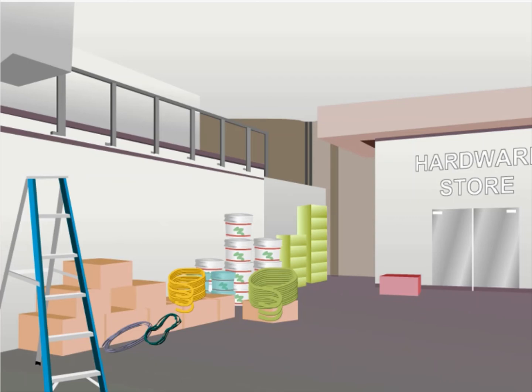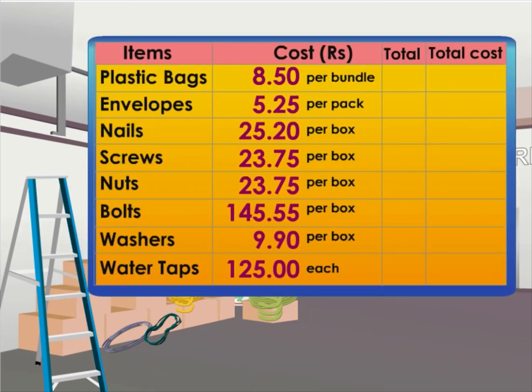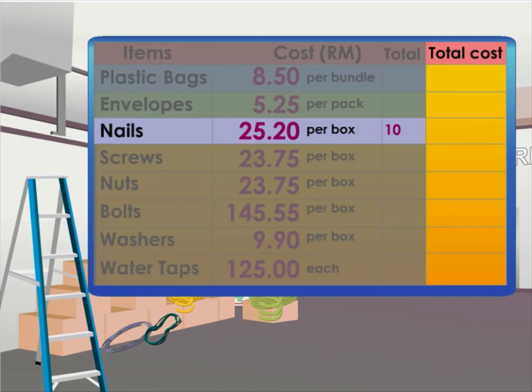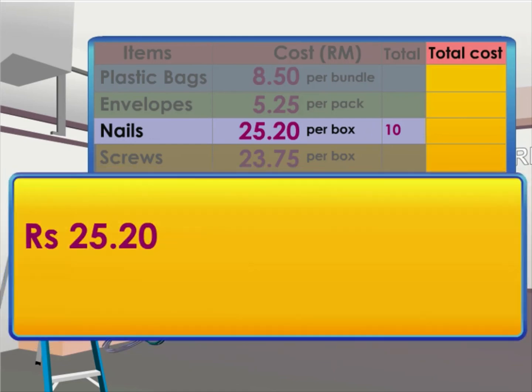Let us see one more problem here. The table shows the cost of items in the hardware shop. Rohan wanted to buy 10 boxes of nails, 100 boxes of envelopes, and 1,000 bundles of plastic bags. Let's find out how much he had to pay for each of the items he bought. He bought 10 boxes of nails. Each box is 25 rupees and 20 paise. He had to multiply 25 rupees and 20 paise by 10 to know how much he had to pay for 10 boxes of nails. Remember in the previous lesson, ignore the decimal point and multiply the numbers.